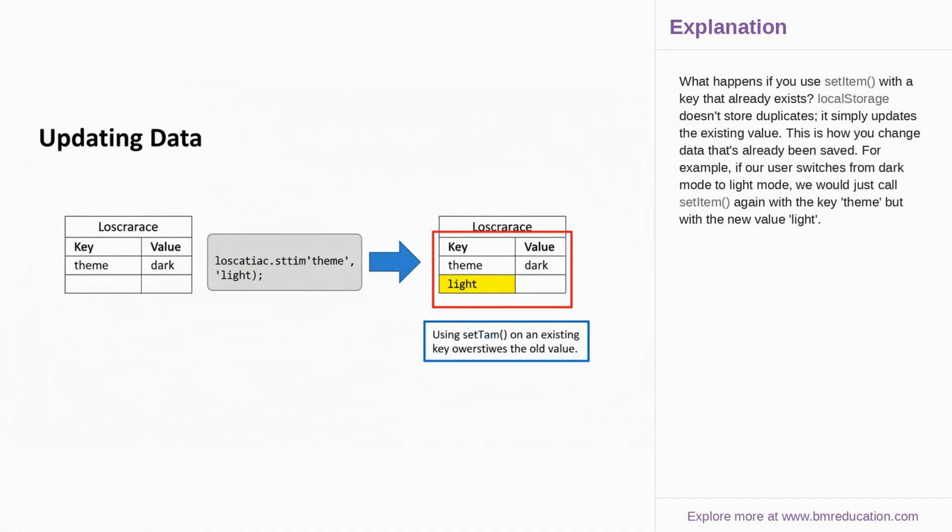What happens if you use setItem with a key that already exists? Local storage doesn't store duplicates. It simply updates the existing value. This is how you change data that's already been saved. For example, if our user switches from dark mode to light mode, we would just call setItem again with the key theme, but with the new value light.